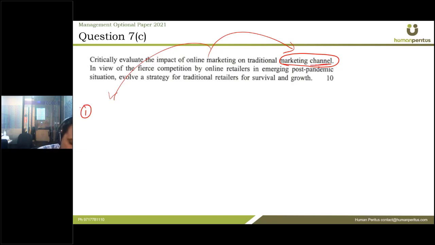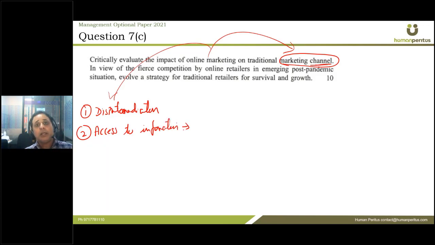So guys, first impact of online marketing is that there is disintermediation. What does this mean? That less number of members in the channel. There is a channel starting from manufacturer, wholesaler, retailer, and so on. So because of online marketing, this layer has reduced, and the number of members in the entire channel has reduced. Second thing, because of online marketing, there is better access to information among channel members.